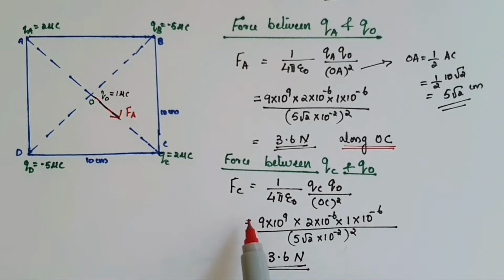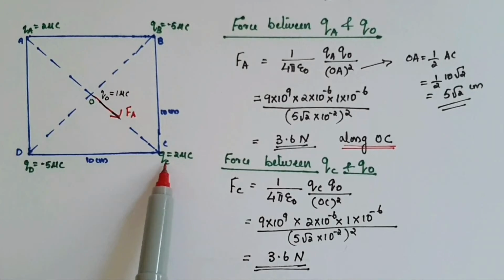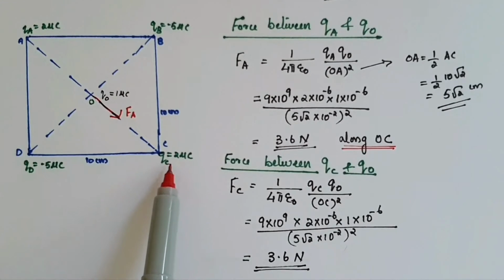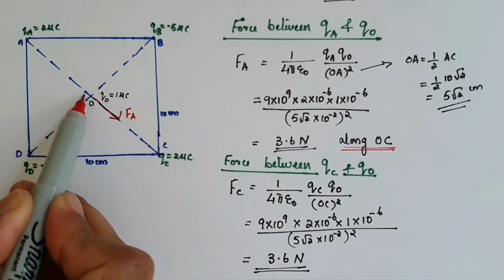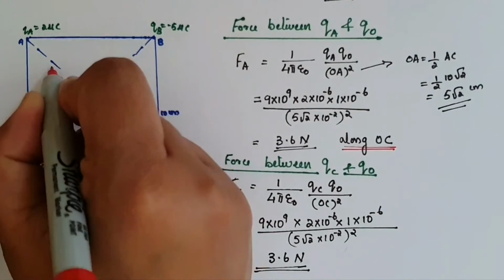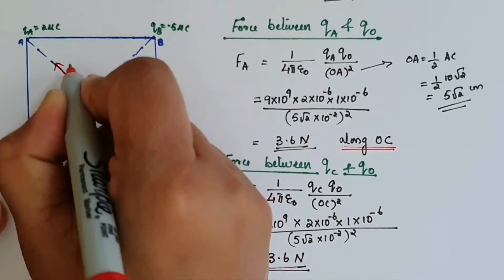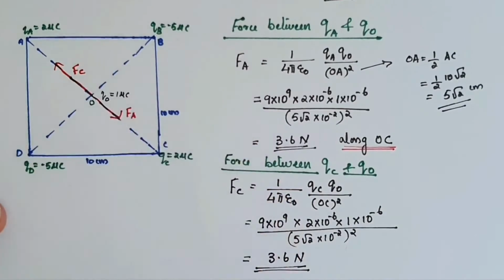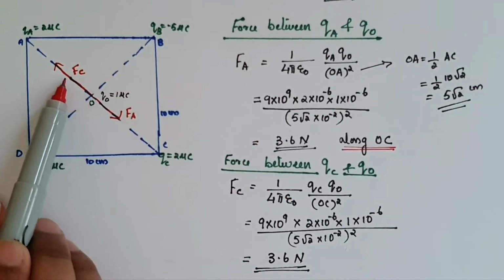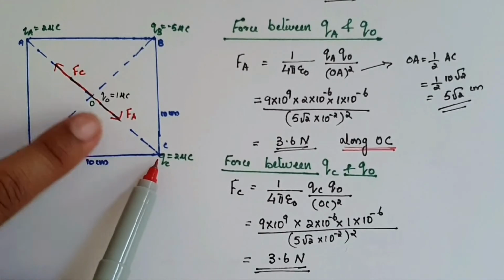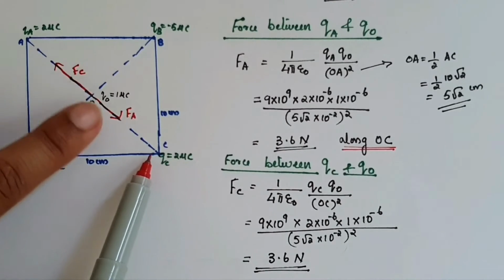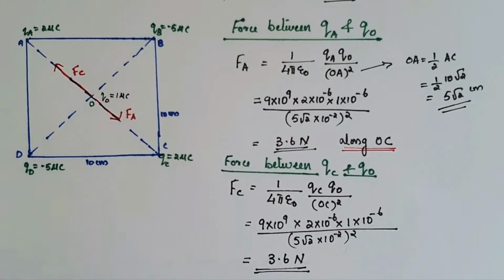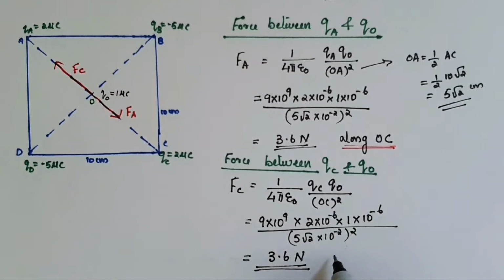Now what is the direction of FC? Similar to QA, QC is also a positive charge. Therefore, the force between QC and Q0 is a repulsive force, and that force will act along this direction. The direction of FC is along OA, because these two are same charges, so there is a repulsive force that will act along this direction. Therefore, the direction of FC is along OA.